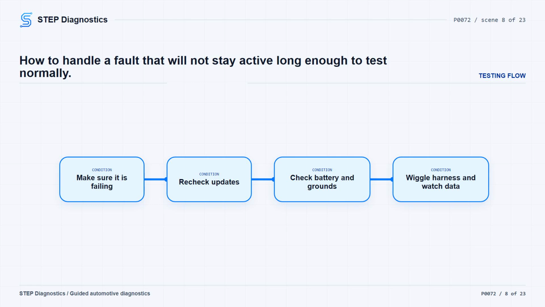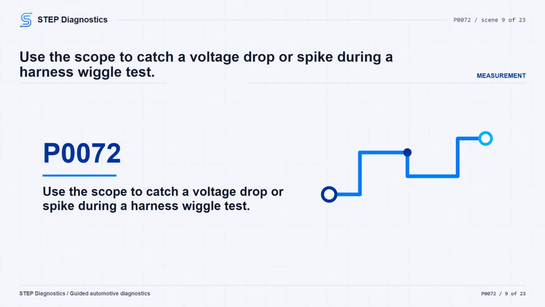Then wiggle test the harnesses that carry this circuit while watching scan data for the code to become active or the value to move. If you have a scope available for an intermittent low or high circuit fault, backprobe the temperature sensor signal circuit and monitor the circuit voltage while wiggle testing the harness. If you cannot watch the scope live, set a trigger to catch the event. Voltage above 4.9 volts for an intermittent circuit high fault, or below 0.1 volts for a circuit low fault.